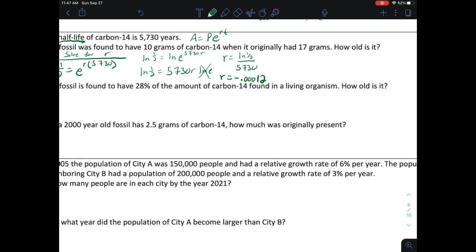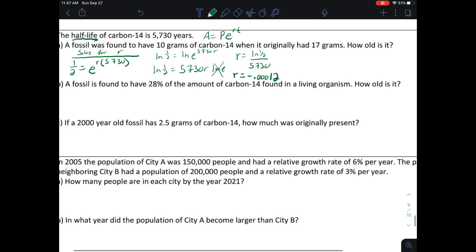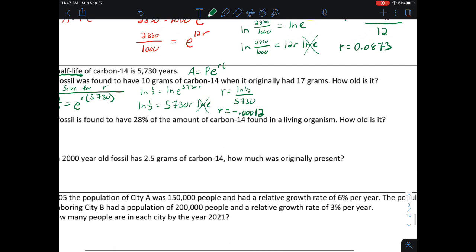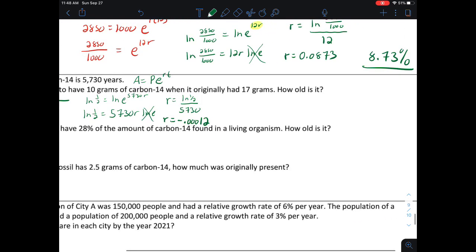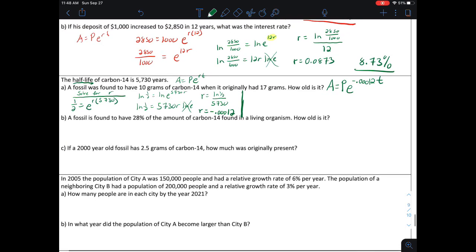And so we get r to be negative 0.00012 roughly, and that's as far as I'm going to write that decimal. That way I get a couple of significant figures to use. And now we can actually use our equation to solve these problems. So basically we have an expression representing the half-life of carbon-14 to be A equals P times E to the negative 0.00012 times T power. All right, so we did all that so we could get that in one equation.